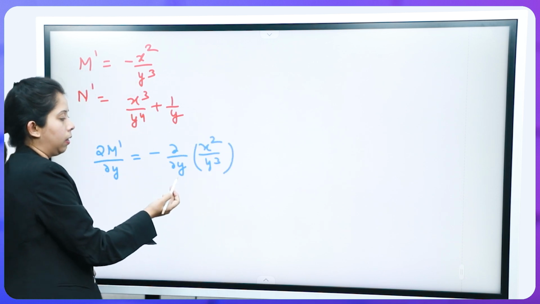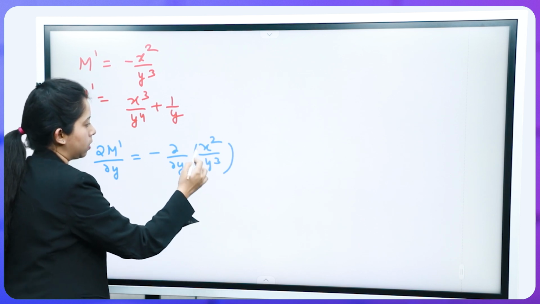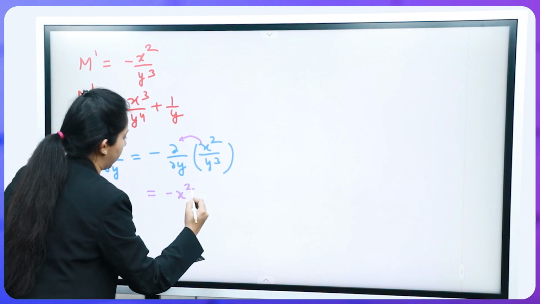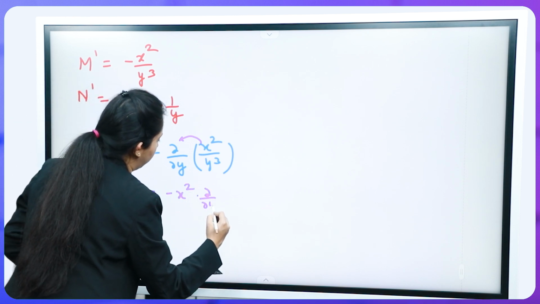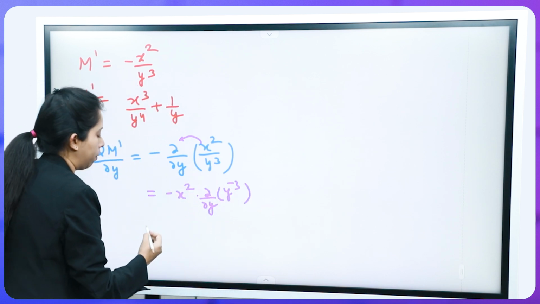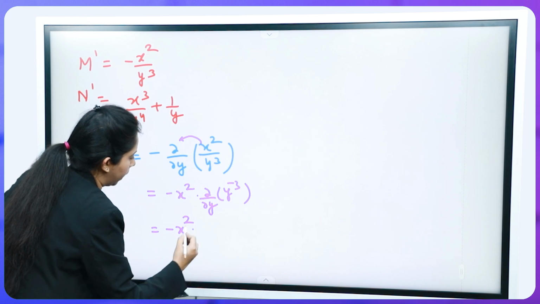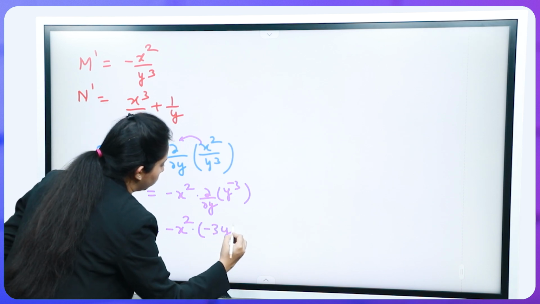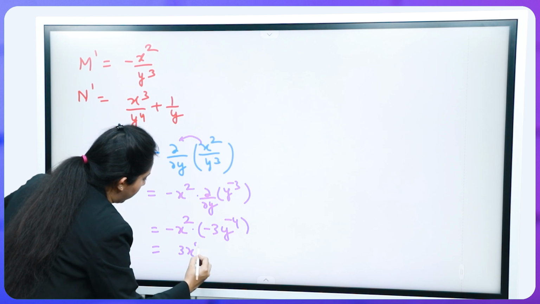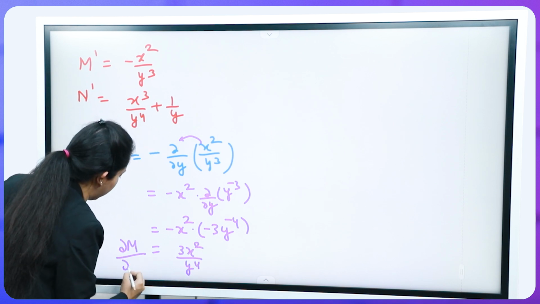So, since we are partially differentiating the given function with respect to y, here x will be treated as constant. So, this would become minus of x square into del by del y of y raised to the power minus 3. Here we are using the power rule. So, this becomes minus x square into minus 3 y raised to the power minus 4. Finally, we are getting 3x square by y raised to the power 4. This is the value of del m dash by del y.